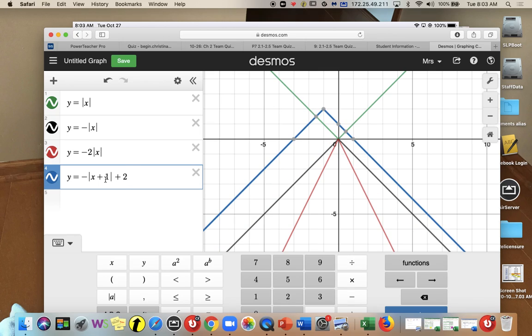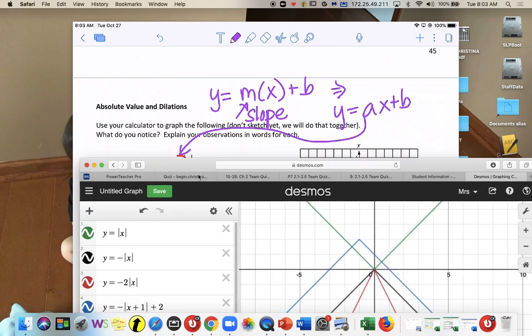Okay, so this blue graph does shift left 1, up 2, but again, that a value, the number in front, is negative, so it flips it upside down. Or in other words, we can talk about what the slope would be. It's going to go down 1 over 1, down 1 over 1 to get to the next point, and we're going to do that on both sides. Let's take a look at the last one, and then we'll talk about graphing it.